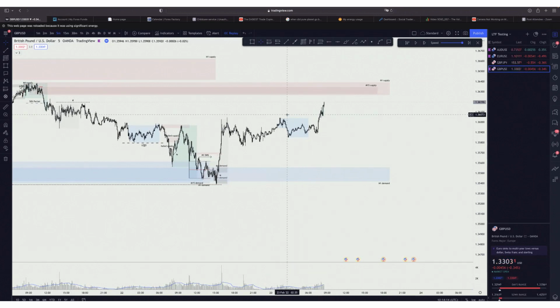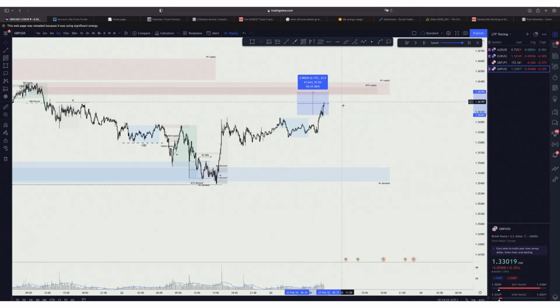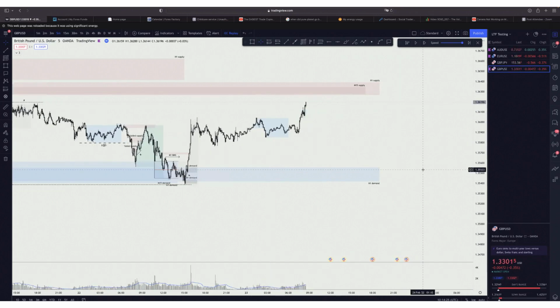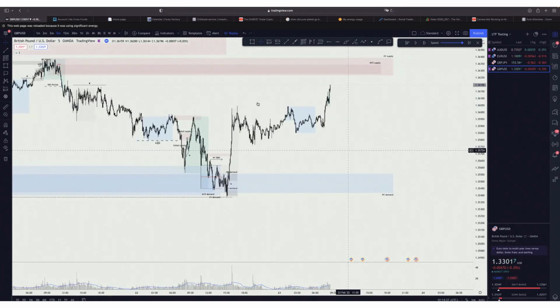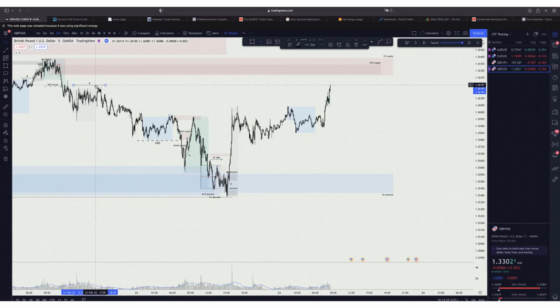We're above Asia. 25 pips above Asia roughly if we get there. So yeah, it's a good area. Got some more equal highs.